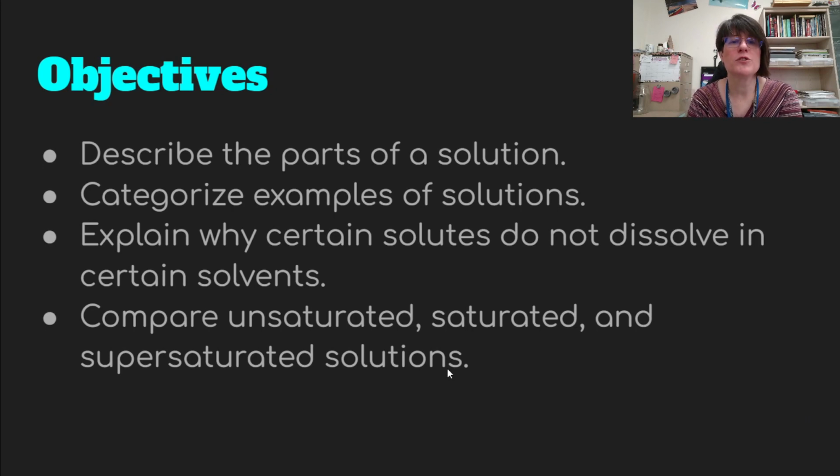So our objectives were to describe the parts of a solution, categorize examples of solutions, explain why certain solutes do not dissolve in certain solvents, and compare unsaturated, saturated, and supersaturated solutions. There will be another video, 14.1b, for the rest of this section in your textbook.